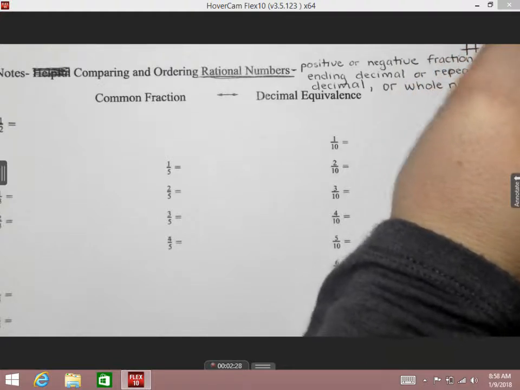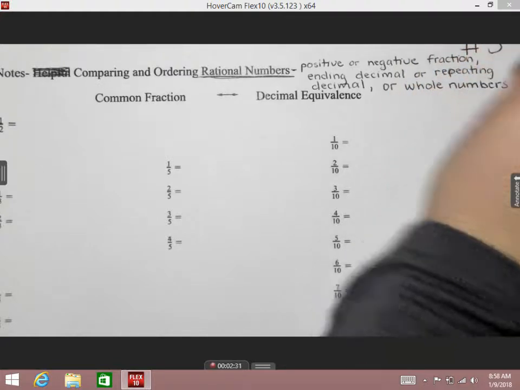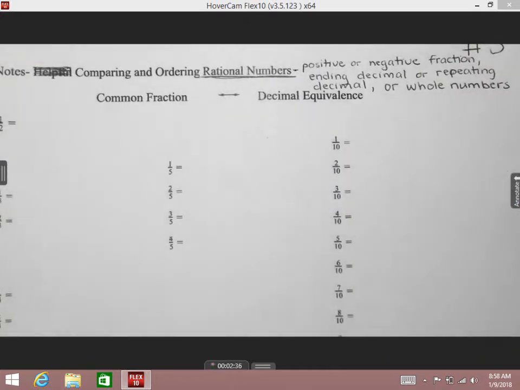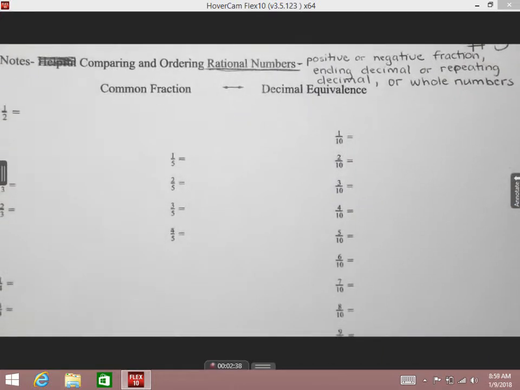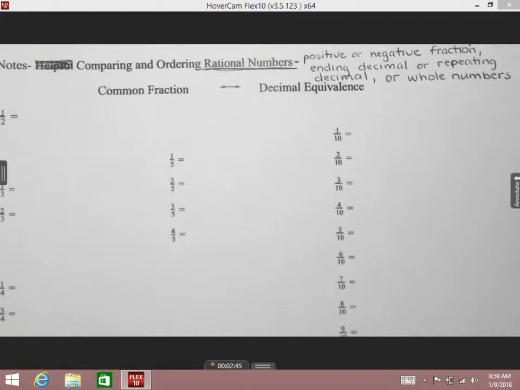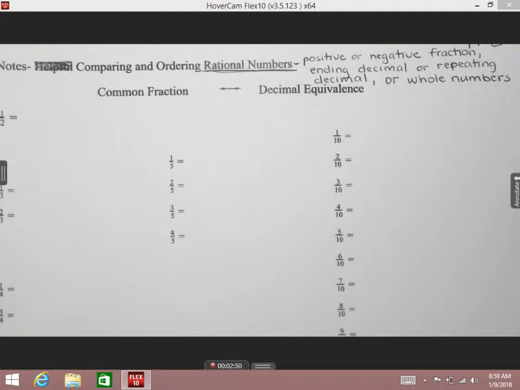So is an integer also a rational number? Yes, because an integer is a whole number, which is also a rational number. Is a rational number necessarily an integer? Are all rational numbers integers? No, because rational numbers can have fractions. Can an integer be a fraction? No, but all integers are rational. Okay. So rational numbers just mean we're still going to have positives and negatives, but now we've got to add in some fractions and decimals.